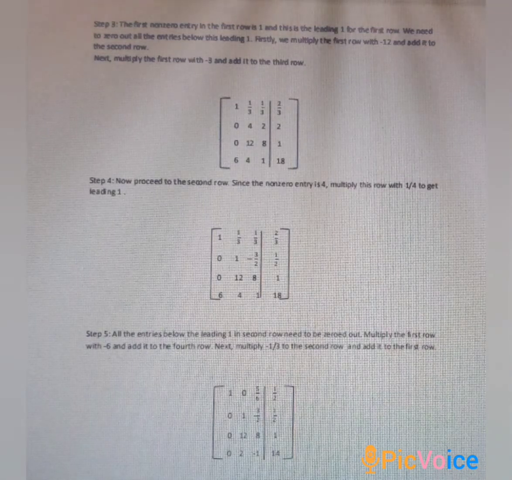Okay, step 5. All the entries below the leading one in second row need to be zeroed out. Multiply the first row with negative 6 and add it to the fourth row. Next, multiply negative 1 over 3 to the second row and add it to the first row. So the fourth row will be changed to 0, 2, negative 1, and 14, while the first row will change to 1, 0, 5 over 6, and 1 over 2.